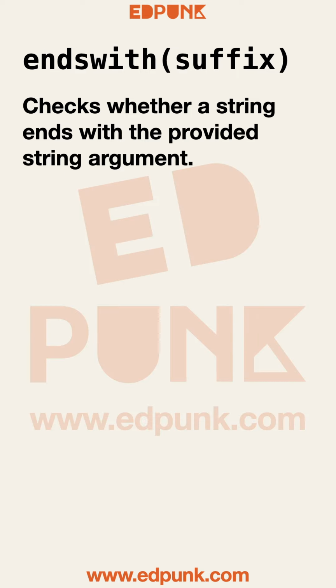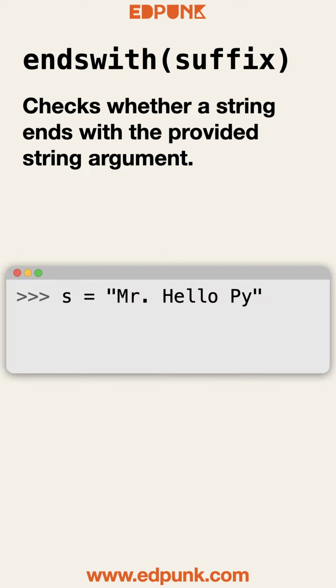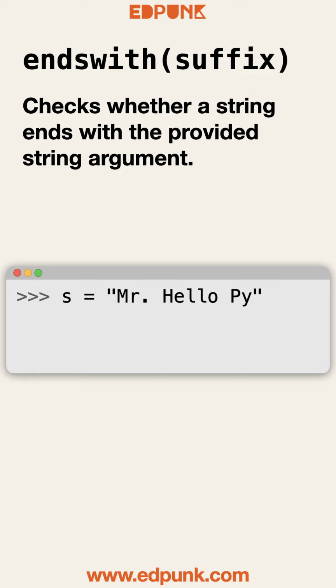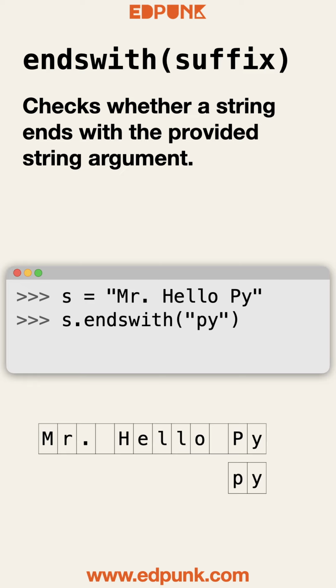The endswith method accepts an argument suffix and checks whether the string ends with the provided suffix. For example, given a string "Mr. Hello Pie" assigned to a variable s, executing s.endswith("Pie") returns True as the string ends with "Pie". Now, let us execute the endswith method with the argument lowercase "pie". It returns False as the string does not end with "pie" with lowercase p.